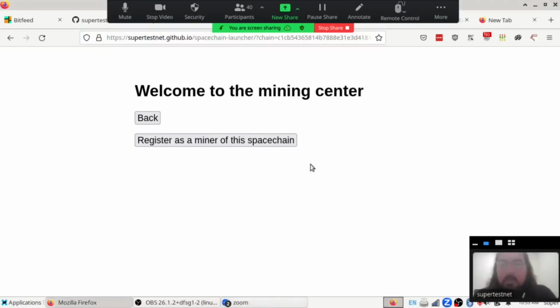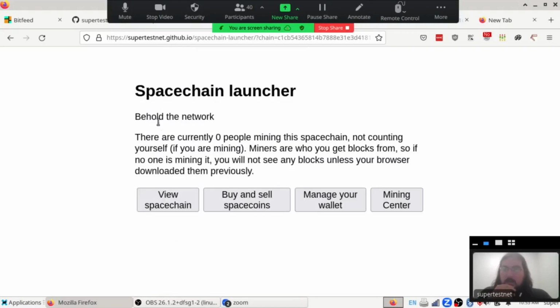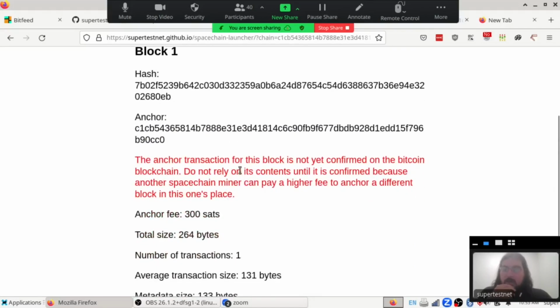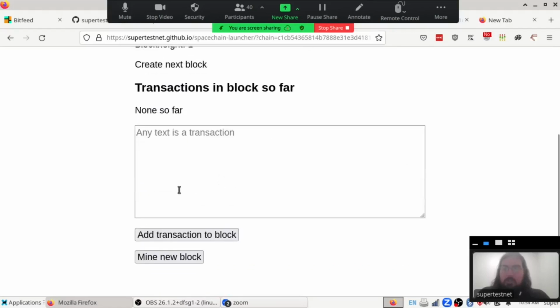I was set up to DM somebody. I apologize for that. We can register to be a miner though. And so now we're able to mine blocks on this chain. You can only mine one block at a time, so we have to wait for this one to confirm before we can mine another one. But this thing allows us to just add text.